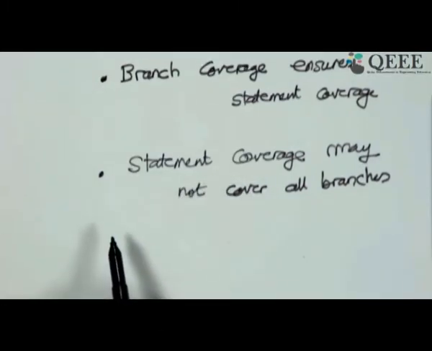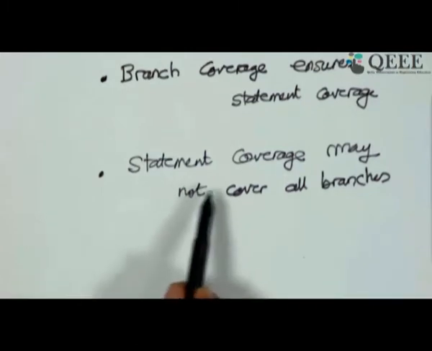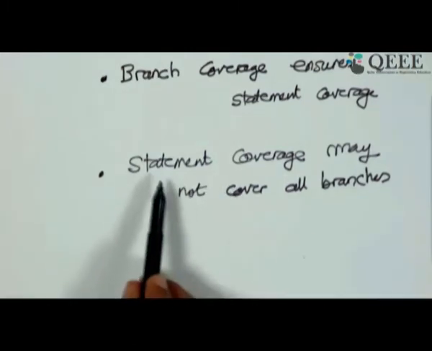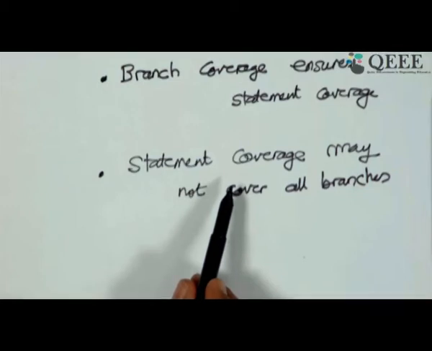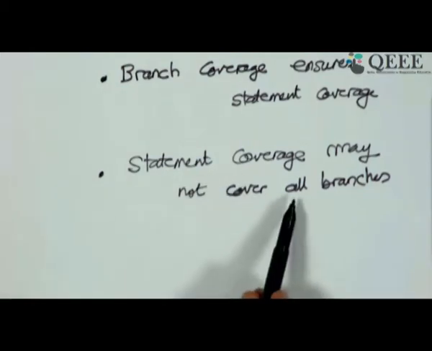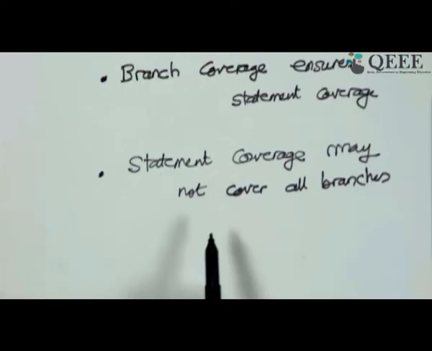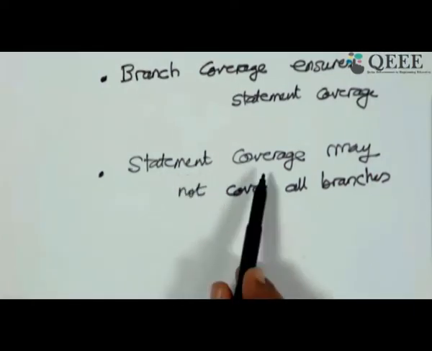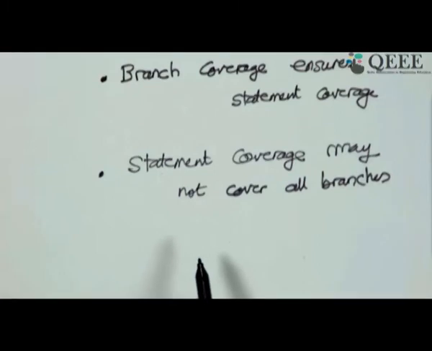branches may not have been covered. So for this, just showing one counter example should be enough: statement coverage is achieved, but at least one branch is not executed.